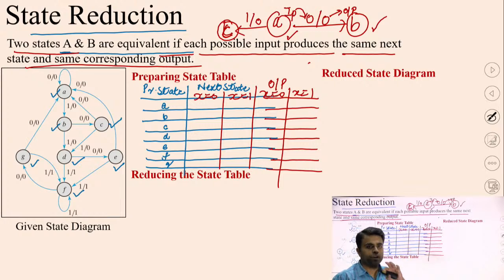So if we are in state A, I get input 0, I reach state B. If I receive input 1, I reach state C, okay. And that same behavior is also given by a state called D, then those A and D can be considered the same, okay. So we can prepare this diagram now. You can check.